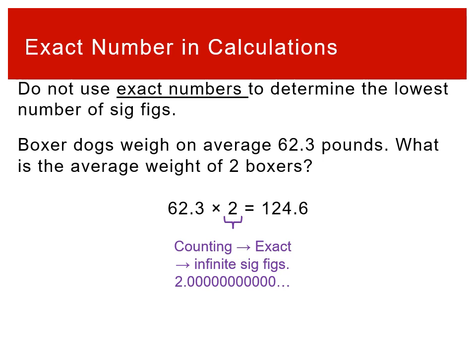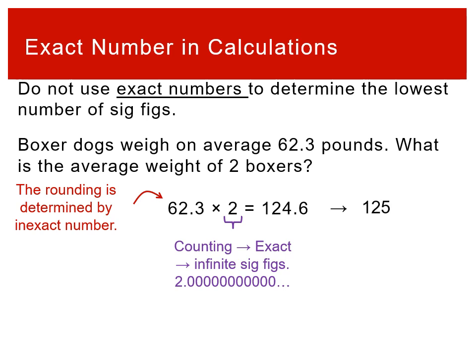Basically, functionally, we just don't count the digits of an exact value in order to determine the lowest number of sig figs. Instead, we count the 62.3. That is a measured value. On average, these dogs weigh 62.3 pounds. There are certainly more digits after that 3. And so we would say there are 3 sig figs in that value. So we should round our answer to have 3 sig figs. So it would be 125. So on average, 2 boxers weigh 125 pounds together.